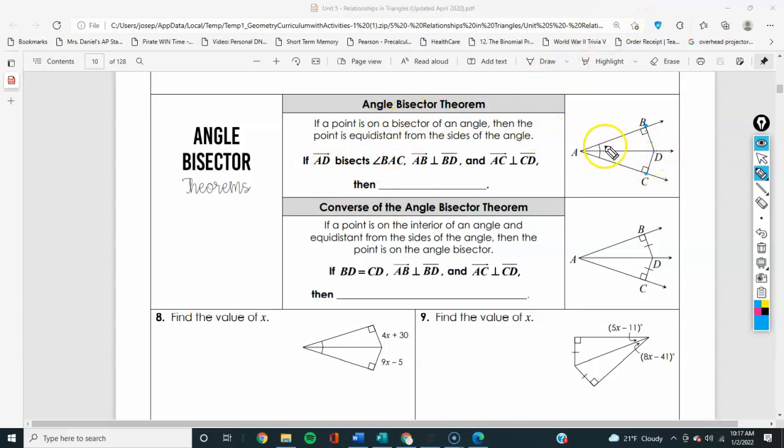So like you have AD being bisected, so these two pieces are equal. AB, these are both perpendicular lines. If that is true, then BD has to be congruent to CD. These have to be the same length, because those are congruent triangles, okay? That's what we're trying to get at here. We have angle, angle, side, so that means all the pieces are going to be congruent. So if you don't know the angle bisector theorem, that's fine. But I want you to recognize that these are two congruent triangles, so all the pieces would be congruent.